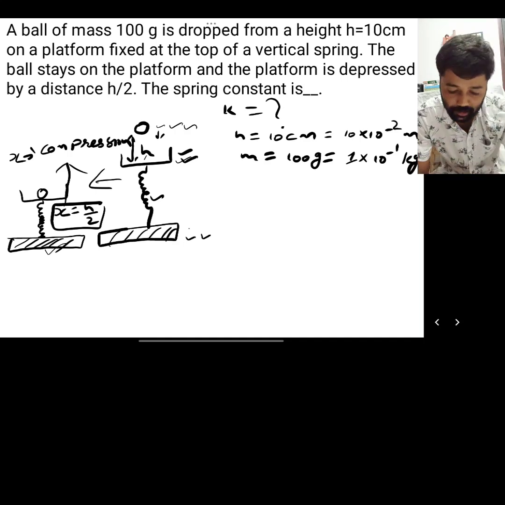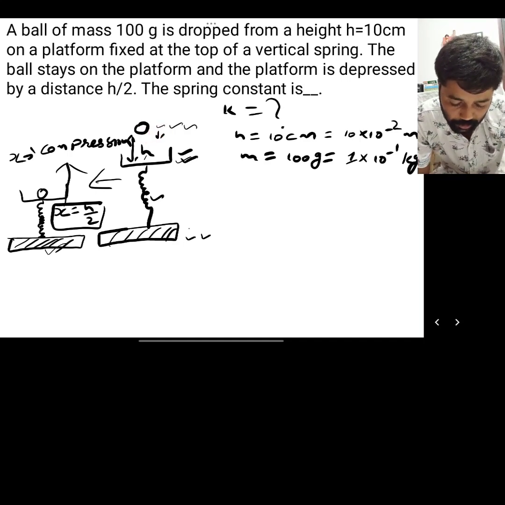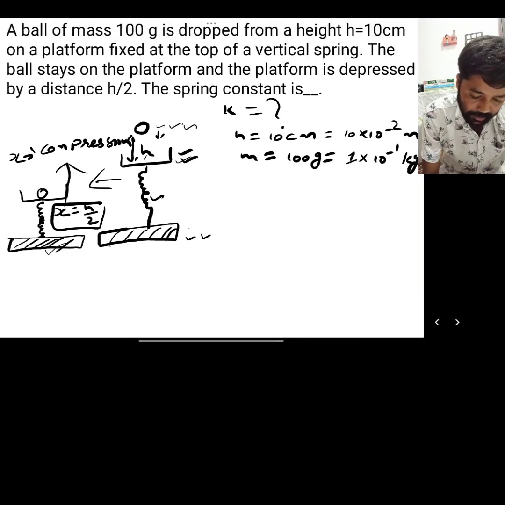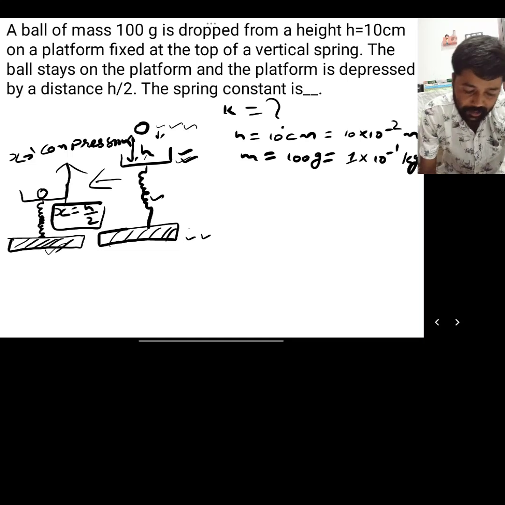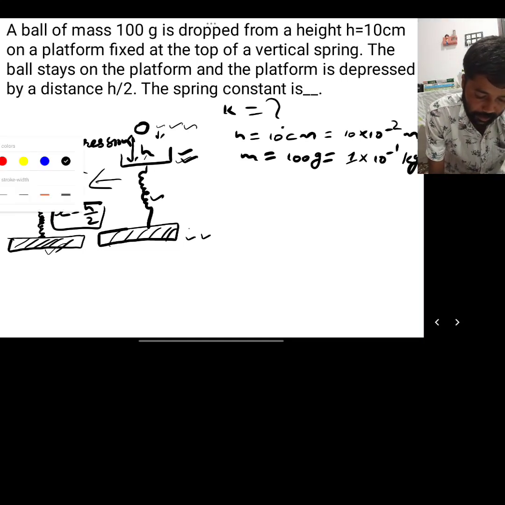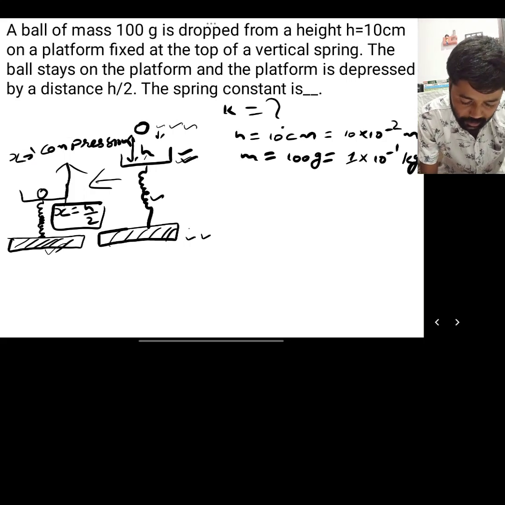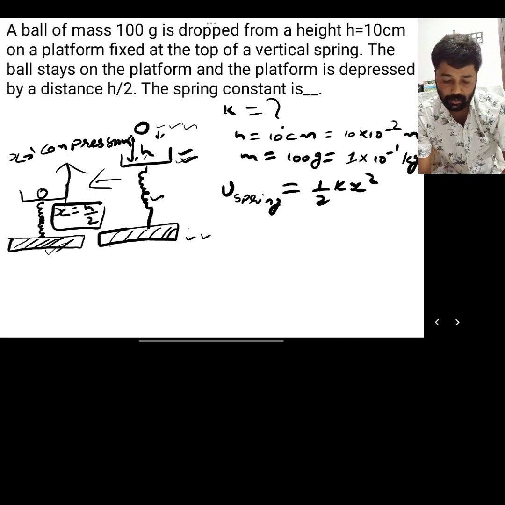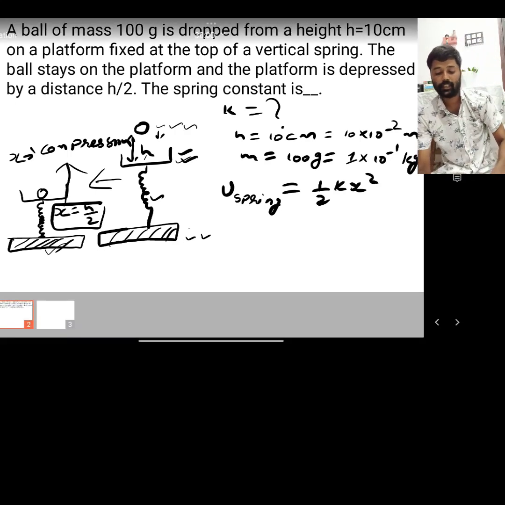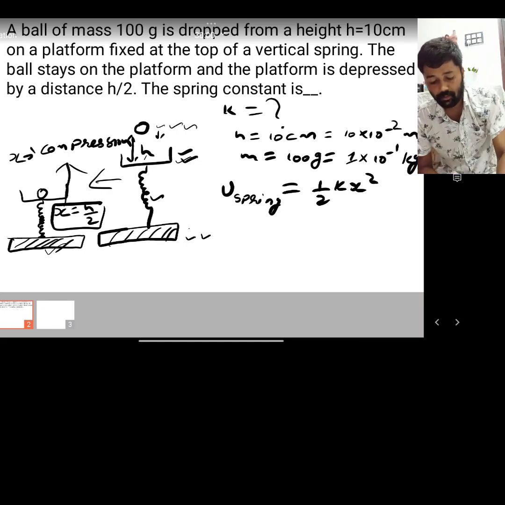So what happened to that potential energy? Its value decreased because the ball's height decreased. That decrement in potential energy is converted into spring potential energy. It is not kinetic energy; initially it is kinetic, but after hitting the platform it finally comes to rest. The spring is compressed, so some portion of the gravitational potential energy is converted into spring potential energy, whose formula is half kx square. The work done by the gravitational force, the weight of the ball, is stored in the form of spring potential energy.